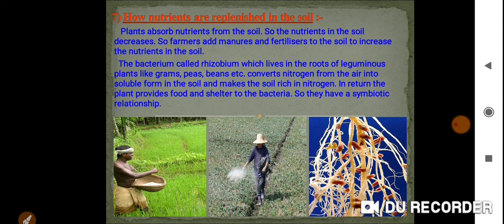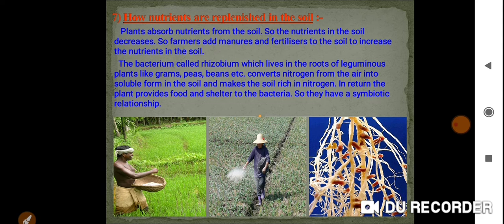See, the next para: the bacterium called rhizobium, which lives in the roots of leguminous plants like gram, peas, beans, etc., converts nitrogen from the air into a soluble form in the soil and makes the soil rich in nitrogen. So please keep in mind that I explained this in the previous session only. I explained how replenishment of a soil will happen.